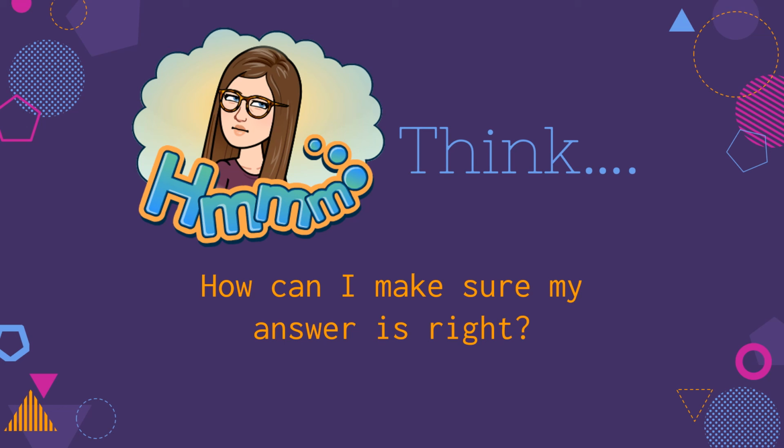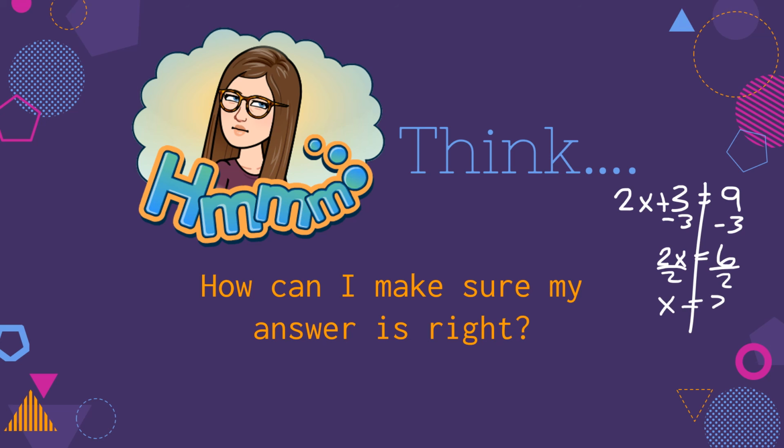Now let's think for a second. How can I make sure my answer is right? If you want to make sure, you can plug your answer back into the question. Let me show you a little example off to the side here. Let's say I have 2x plus 3 equals 9, right? And I'm solving this little equation, and I get 2x equals 6. I divide, and I get x equals 3, right?